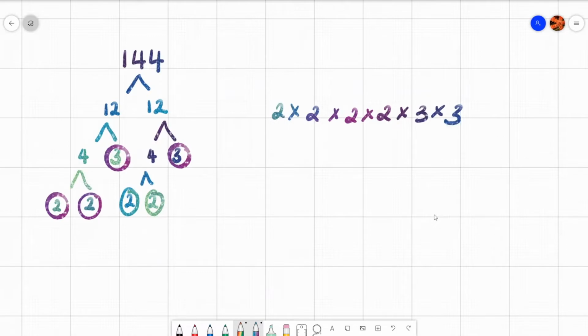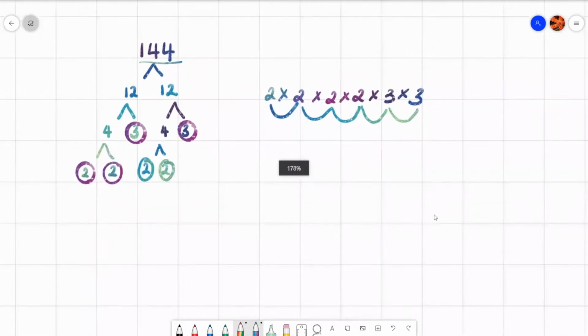Okay, so let's work this out. 2 times 2 is 4. 4 times 2 is 8. 8 times 2 is 16. 16 times 3 is 48, and 48 times 3 is 144, and that works. That's how you can check your answer, if you multiply out the numbers that you've got at the end. If you end up with the number that you started off with, you've worked out the prime factors correctly. If you haven't, then it's incorrect.